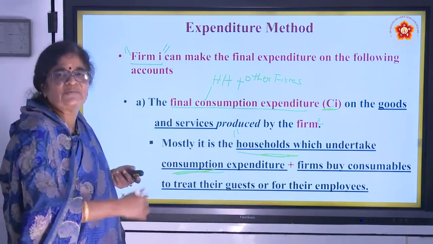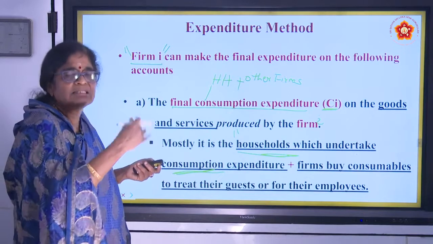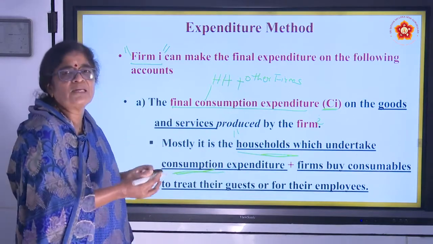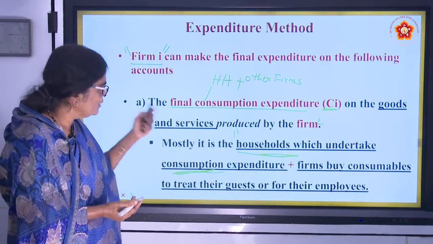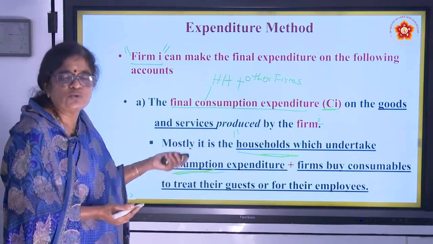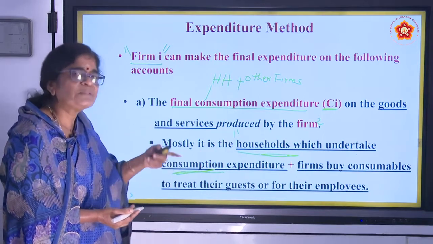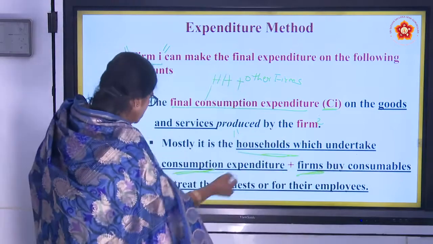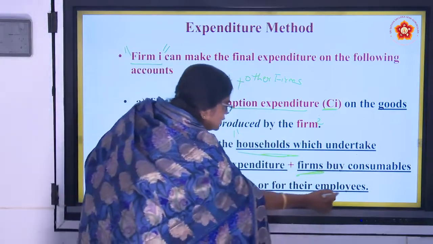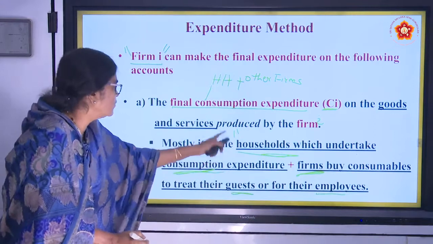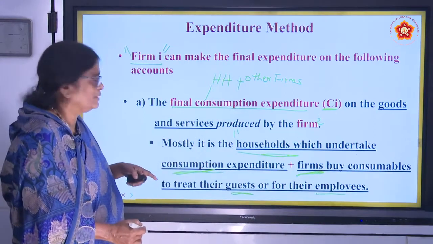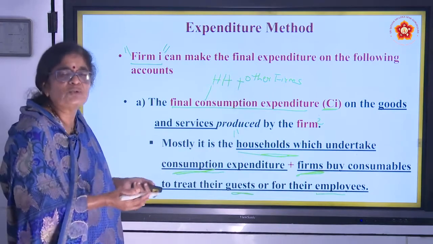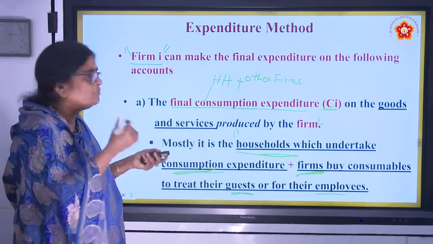One cement industry firm will be there. That cement industry's chairman, directors, managers, all the members of the governing body, and all the employees will be there. They need consumption items: cheese, snacks, juices, water bottles, all are consumption items. That will be purchased by the firms to serve their guests or their employees. Therefore, these two components contribute to this expenditure. This is called consumption expenditure on consumption goods. Consumption goods mean eatables, drinking items, water bottles and all.